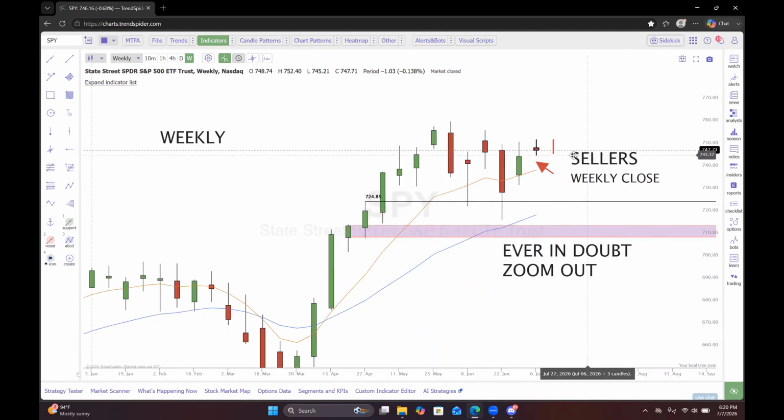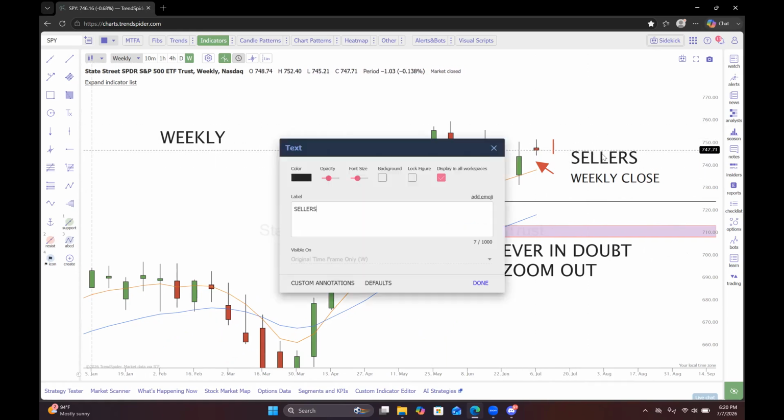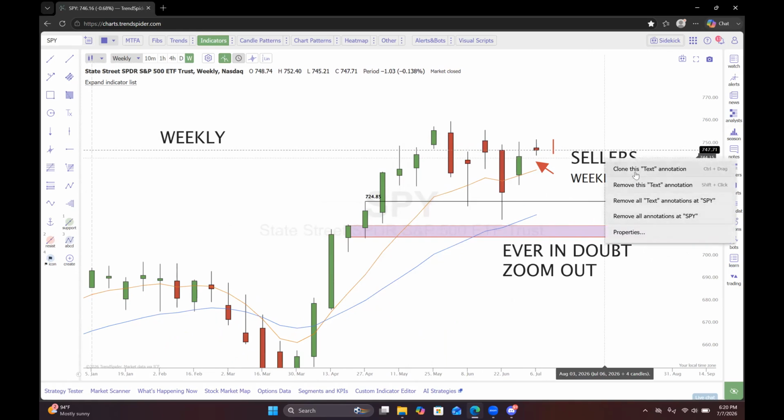Because the sellers are in control below this close, right? Sellers below the close are in control. And why is that? Buyers took us up to these highs. Sellers took us back down to that close, right? So that shows us that if we do break below that, the buyers, let's go ahead and clone this.